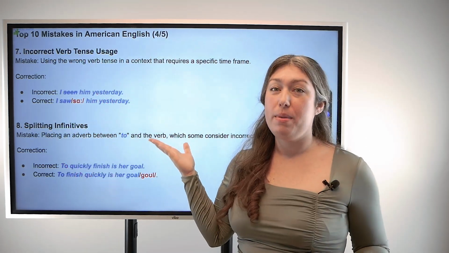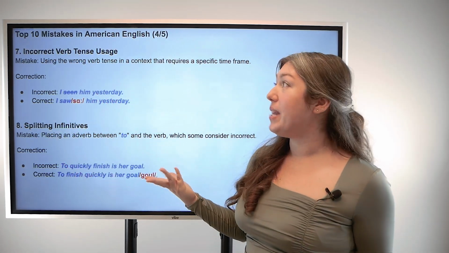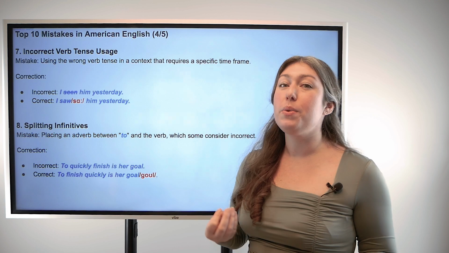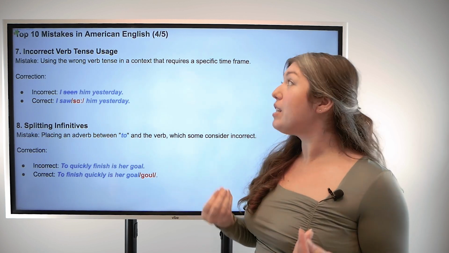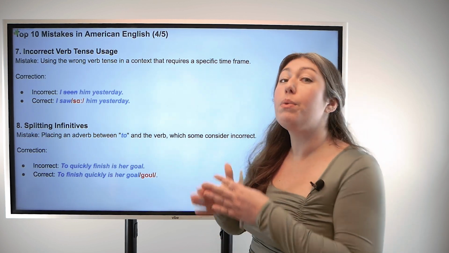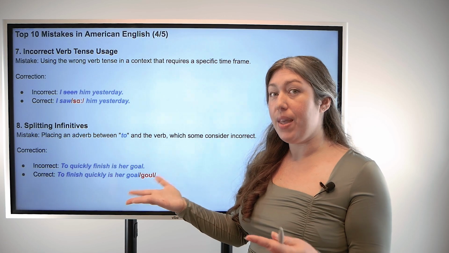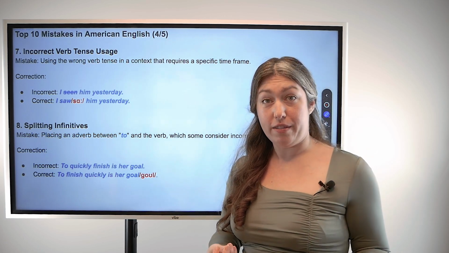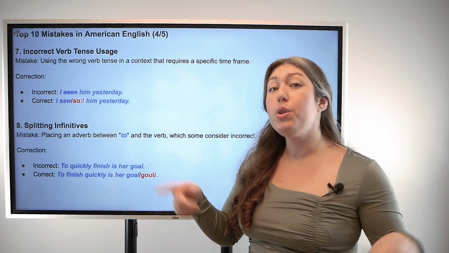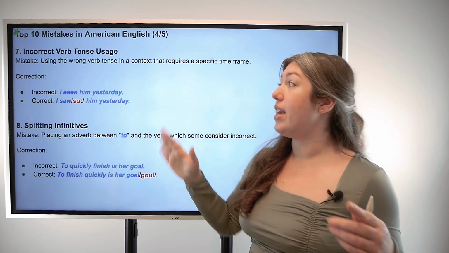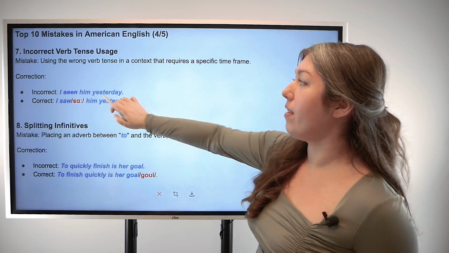The next most common mistake is incorrect verb tense usage. It's really important when you're studying English to use the correct verb tense in a context that requires a specific time frame. And this is especially true for irregular verbs. So you can review your irregular verbs to make sure that you're not making these mistakes.